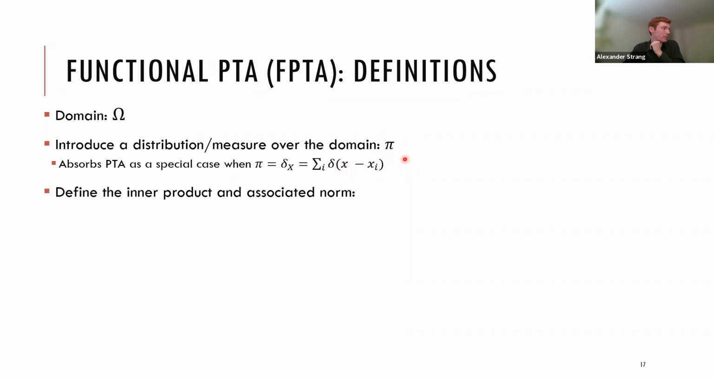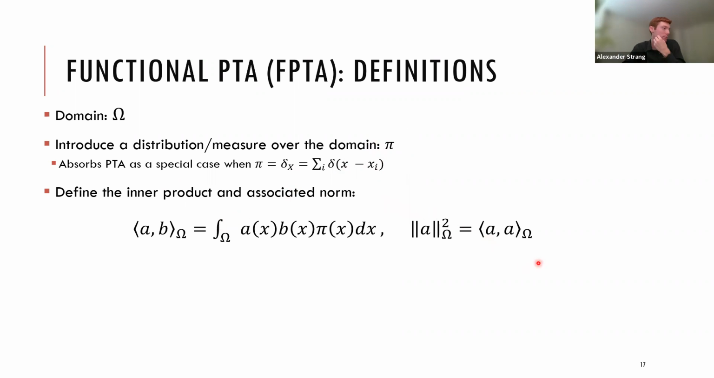And then once I have this distribution over omega, I can start to define products. So I can define an inner product and the associated norm. And this is not surprising. This is the way you would usually define an inner product. Here I've written pi as if it was a density. This doesn't have to be a density.